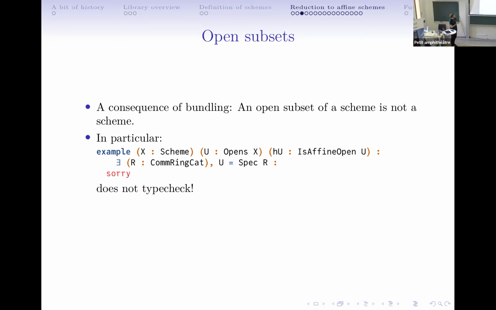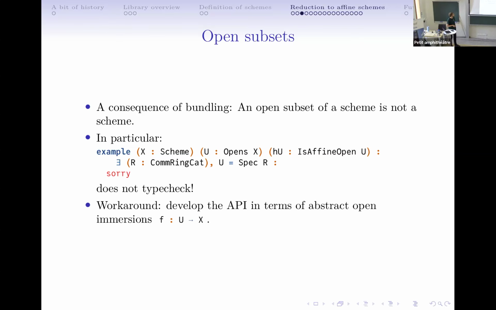So, well, one way of dealing with this is to develop the API not in terms of opens, but in terms of abstract open immersions. And this is quite nice. So instead of saying there exists a ring in ComRingCat such that this holds, we could say that there exists an open immersion whose domain is spec R, and where the image of this open immersion is exactly U. And now we're talking about two opens. The statement one open equals the other open makes sense. So this is of course additional friction, but this is quite a nice way around this.